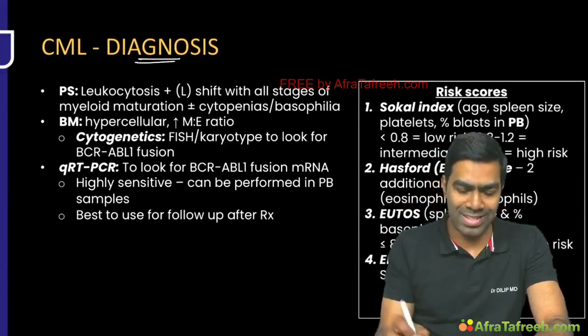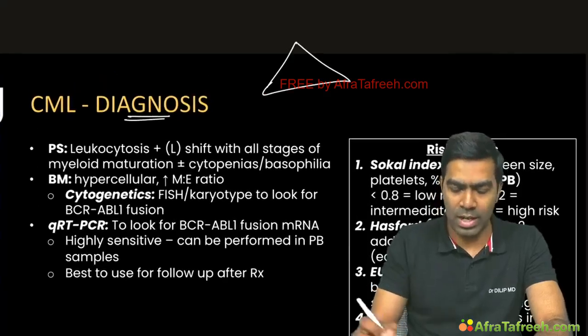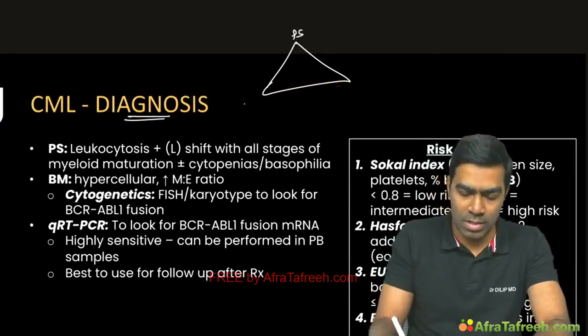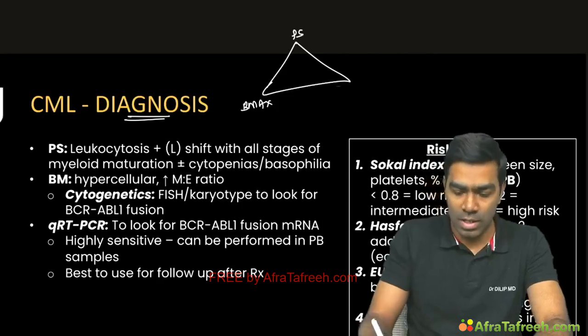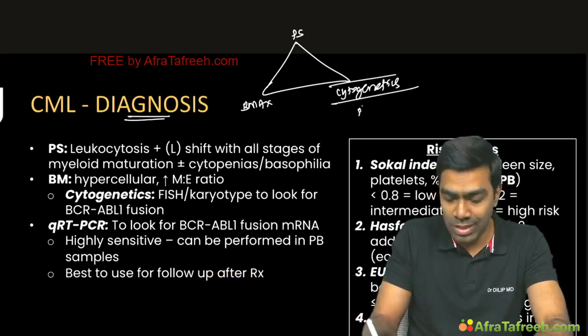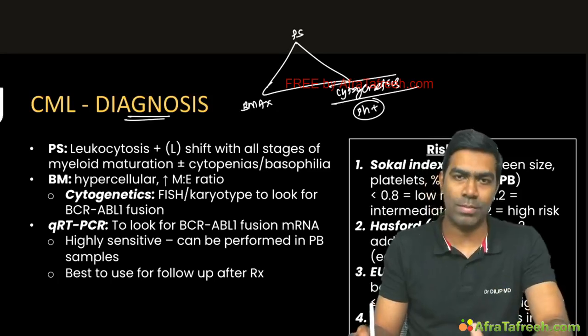How are you going to establish the diagnosis of CML? I can explain in the form of a triad. I have to look at the peripheral blood, or we can call it a peripheral smear. Second, I have to look at the bone marrow histopathology as well. Then finally, I have to look at the cytogenetics. I have to prove the Philadelphia positivity, that is the t(9;22) translocation.